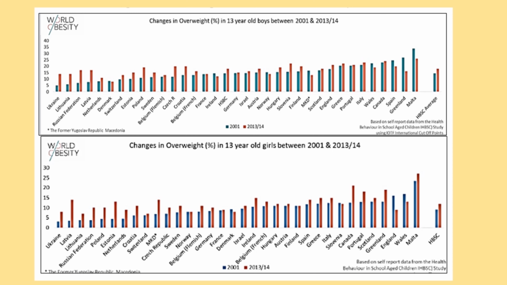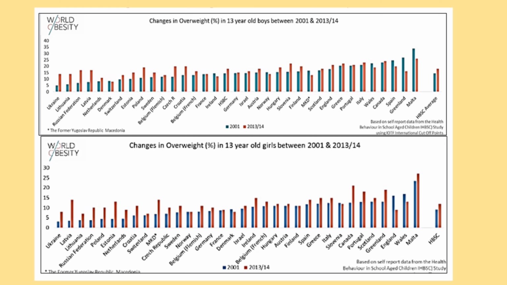This week's homework is set by the Health and Wellbeing faculty, and you will need to be able to read these two separate graphs. So before you do that, I am just going to quickly explain to you what these graphs are showing. This first graph is changes in overweight percentage in 13-year-old boys between the years 2001 and 2013 and 14.